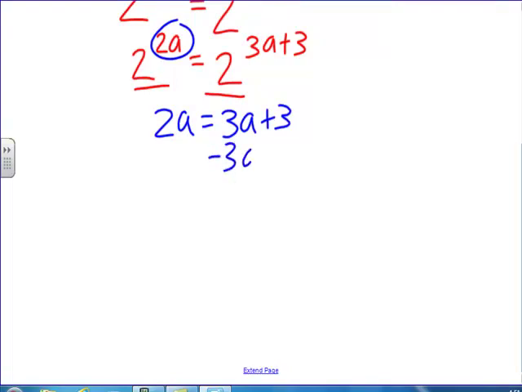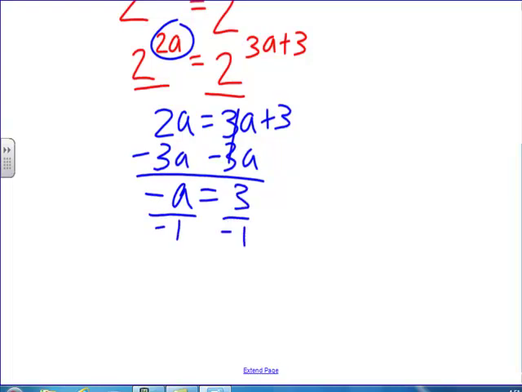So I'll go ahead and do that. And I don't want to know what negative a is, I want to know what positive a is, so I'm going to go ahead and divide that out. And so in this case, a is equal to negative 3. Okay, one more.